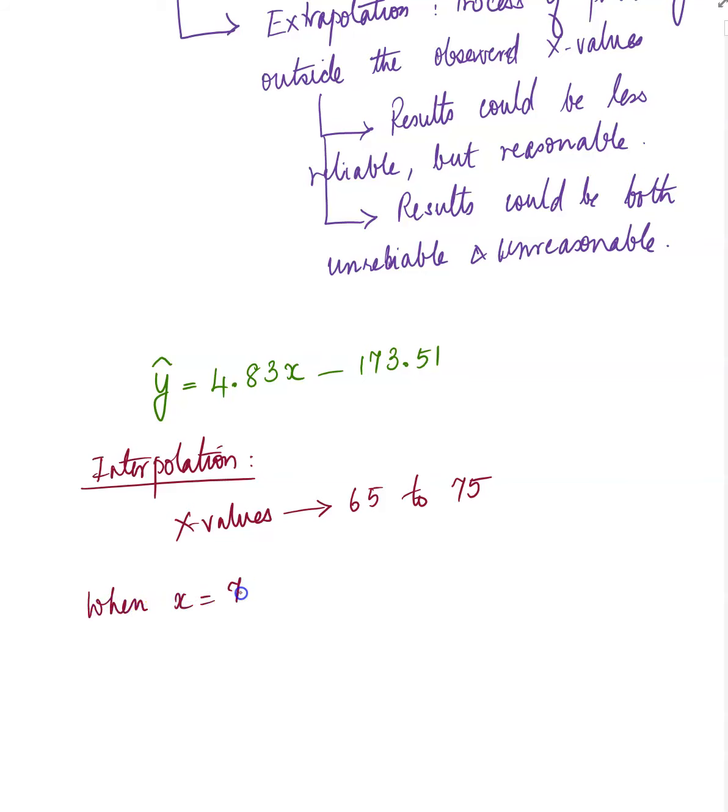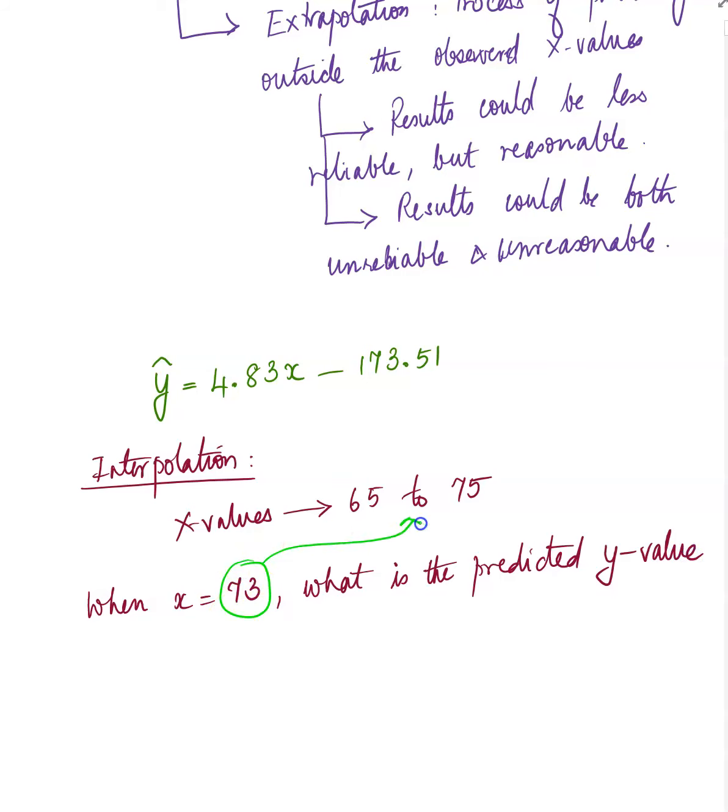When x is 73, what is the predicted y value? Now, if you think about this, the 73 is within the x values, right? Therefore, it's interpolation, and therefore it's reliable, because you're not going outside the scope. And 73 here is the x value, which stands for the third exam score, and you're using this third exam score to predict the final exam. That's what we're trying to do.